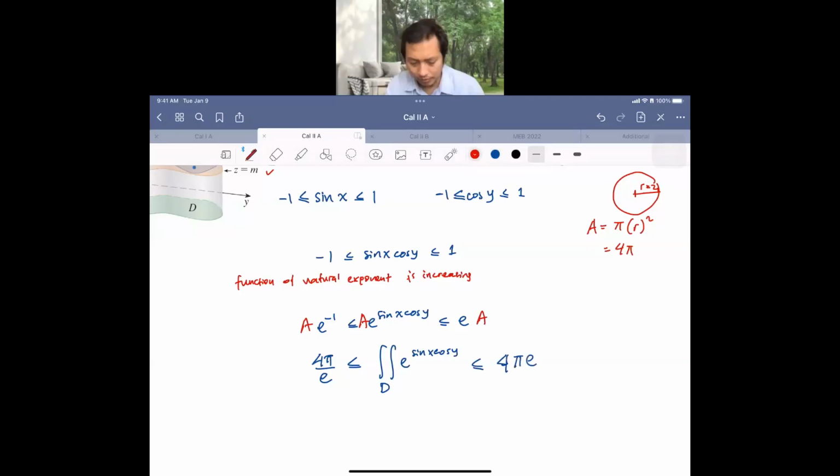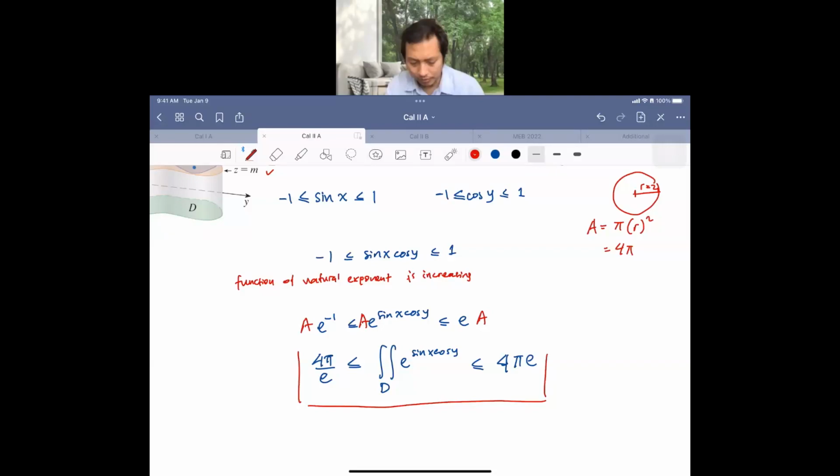So we could visualize the double integrals in an inequality form, and we can observe that the value will be in between some constants. This is 4 pi over e and up until 4 pi e.